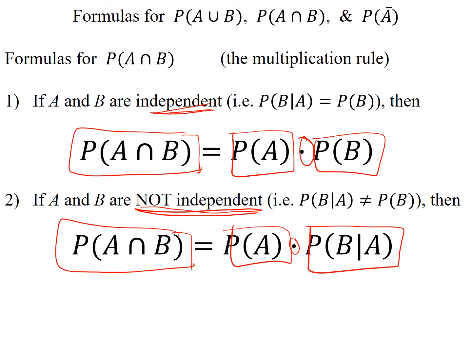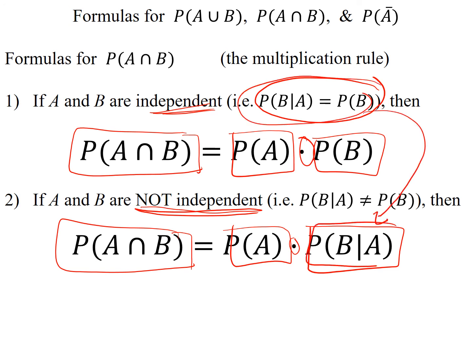Okay, so one thing I want to mention to you is that the bottom formula can be used all the time, but you want to use the top one if you know the events are independent. If they're independent, what does it mean? It means that probability B given A equals probability B. And if you understand that, then if you look at the second formula here, if you just change probability B given A to probability B, you get this one. So in the case that they're independent, this conditional probability just turns into a regular probability.